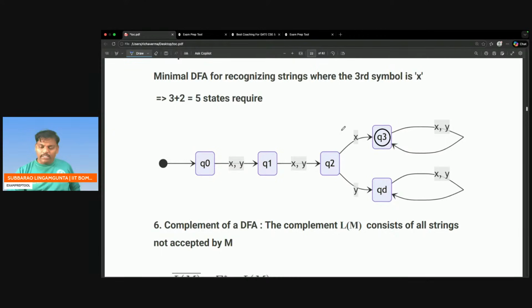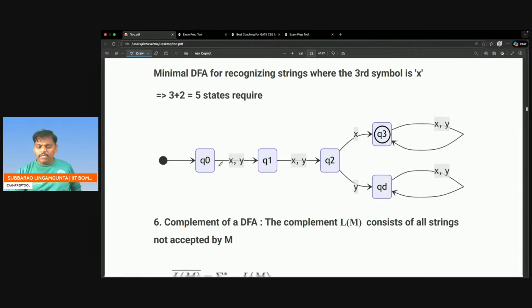Right? 2 power n states. See, this is from the left-hand side. Where the third symbol is x, that means the left-hand side only. Right? I think 3 plus 2, 5 states.